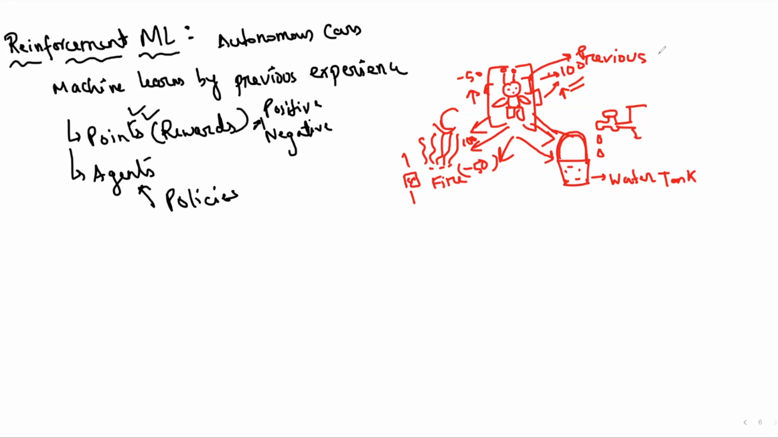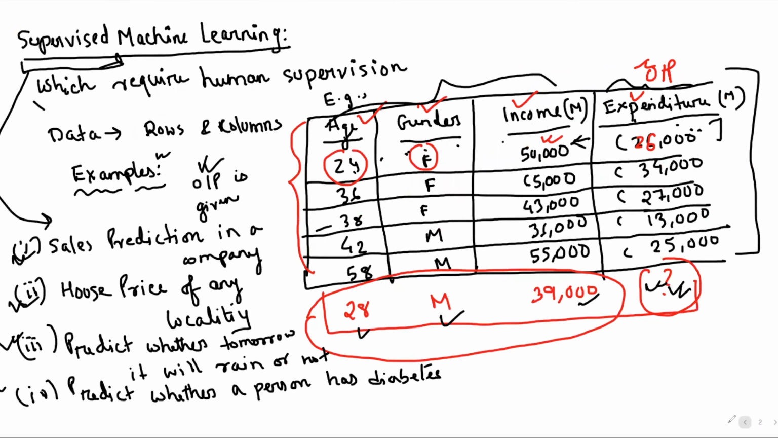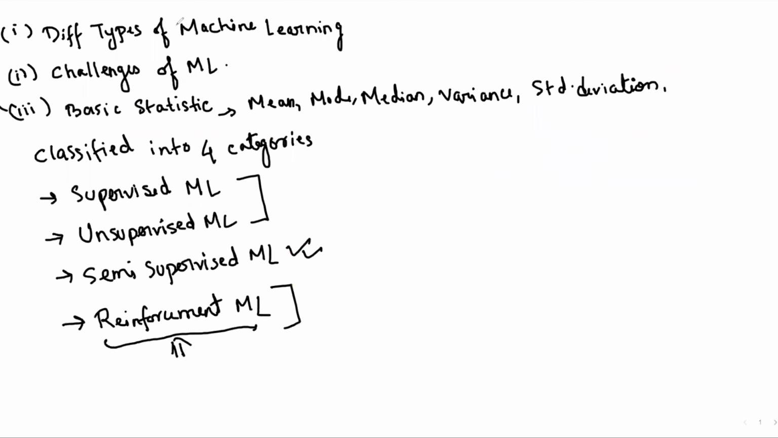If in previous scenarios it has faced similar issues, then it will go directly, take the water, then extinguish the fire. So this is how reinforcement machine learning works. Okay, so this is all about reinforcement machine learning. So now we know what the different types of machine learning are, right? And now let me speak about the challenges of machine learning.